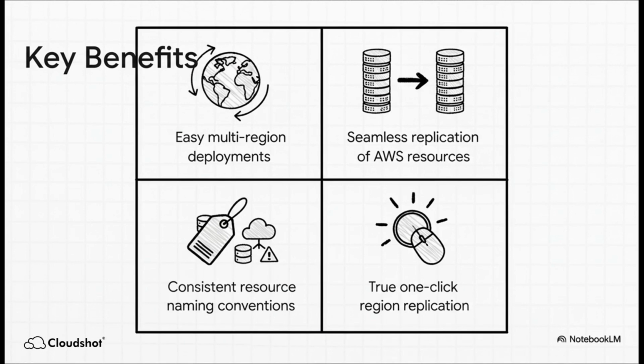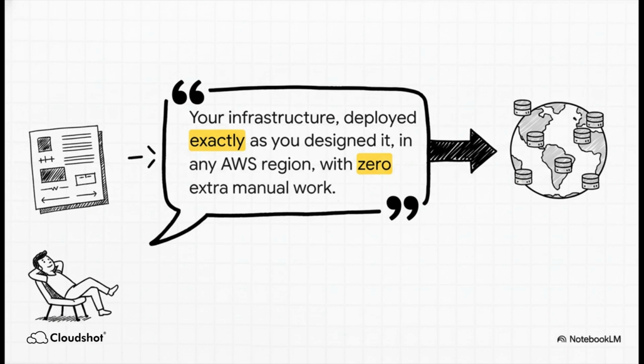First, multi-region deployments, they actually become easy. Second, you get a seamless replication of everything. No more forgotten security groups. Third, you automatically get consistent naming, which is just so nice for keeping things sane. It all adds up to true one-click region replication. It's really that simple. And I think this line just says it all, perfectly. This is the ultimate promise, right? Your infrastructure, built exactly the way you want it, deployed to any AWS region you need, with zero of the manual nonsense. That's the kind of peace of mind automation can give you.